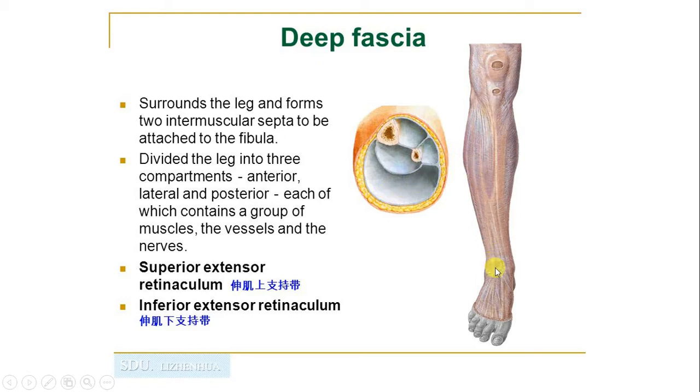When it goes down around the ankle, it will form a retinaculum, similar to the thickening of our deep fascia, as we have seen while studying the wrist joint, where there was a flexor retinaculum and extensor retinaculum. So here on the anterior side there is a superior extensor retinaculum and an inferior extensor retinaculum. These are named extensor in spite of lying anteriorly, because they are covering those structures which will dorsiflex or extend the foot. That's why they are named superior extensor retinaculum and inferior extensor retinaculum.